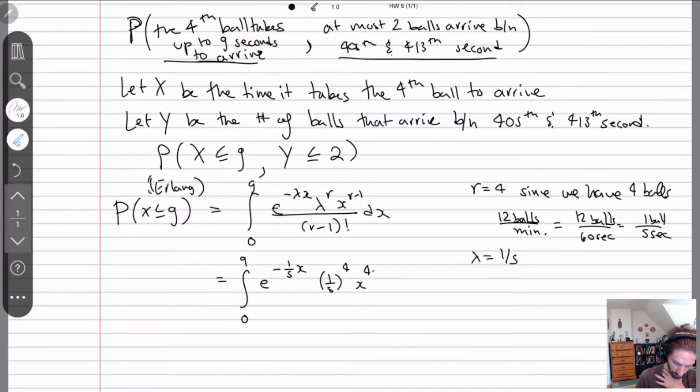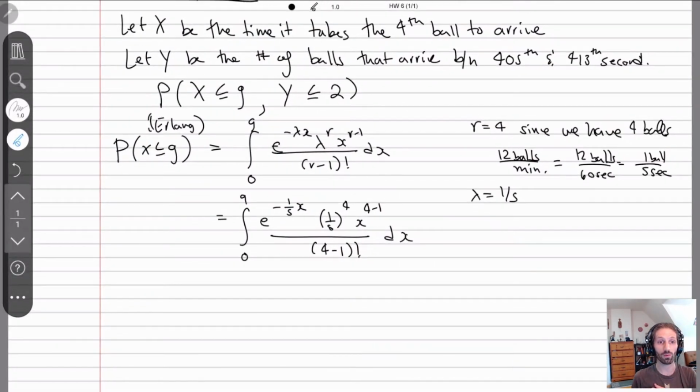x to the 4 minus 1 all over 4 minus 1 factorial dx. Obviously, I'm not going to solve this by hand. I'm not going to do integration by parts. I think we've seen this quite a few times. But in essence, what you should end up getting is (1/5) to the 4th times 1 over 3 factorial.